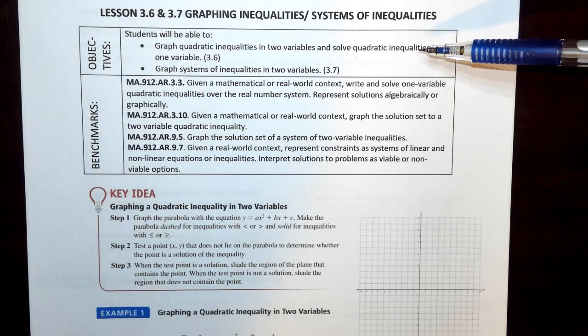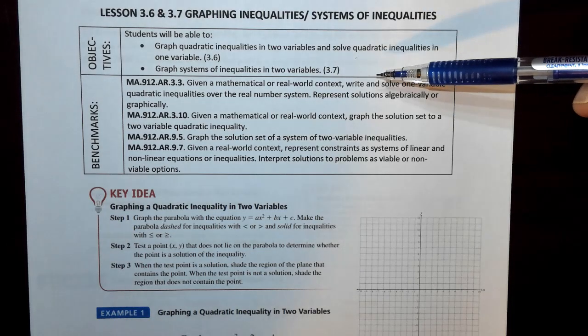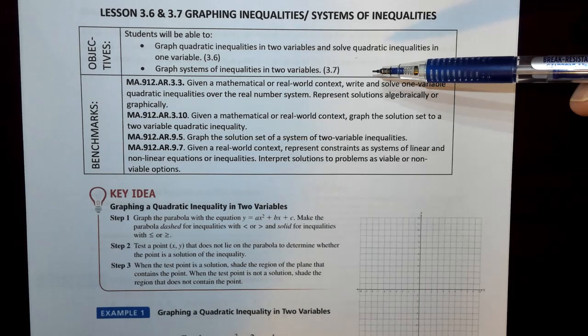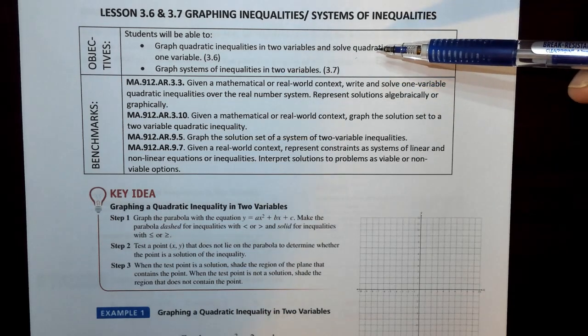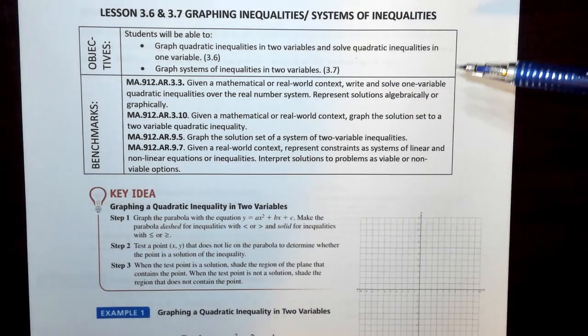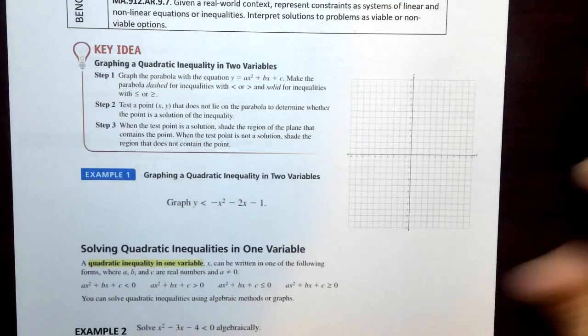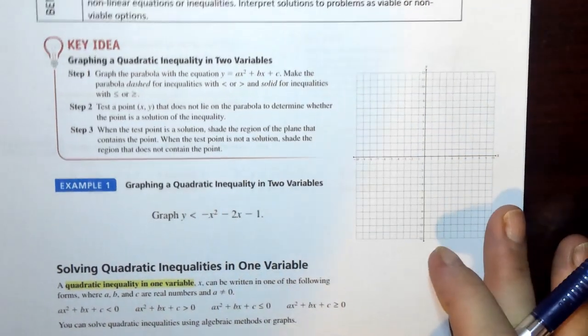So in lesson 3.6, your objective is to graph quadratic inequalities in two variables and solve quadratic inequalities in one variable. In lesson 3.7, our goal is to graph systems of inequalities in two variables. So basically this one is graphing one graph, this one's graphing two. You have done this in Algebra 1, so this beginning part should hopefully be a refresher, but if not, I will take it slow.